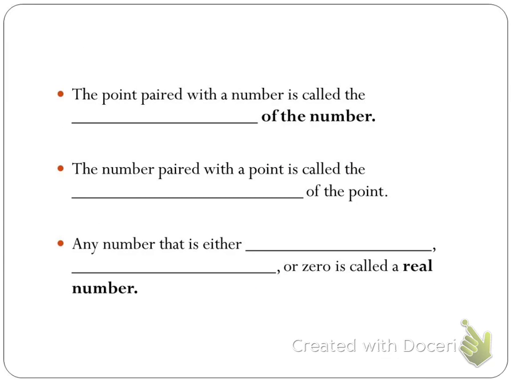All right, the point paired with a number is called the graph of the number. The number paired with a point is called the coordinate of the point. These are just some vocab words. Any number that is either positive, negative, or 0 is called a real number.